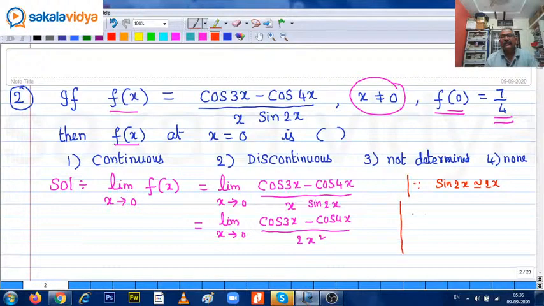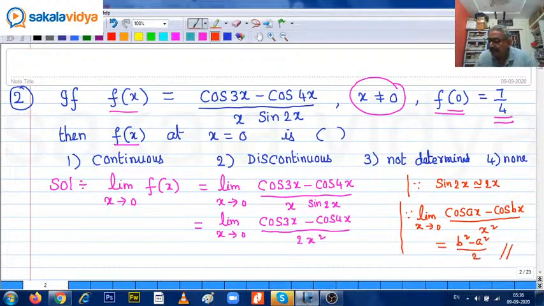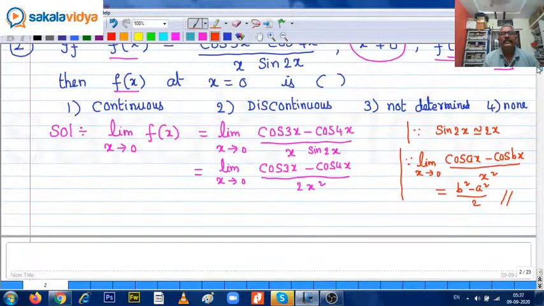Let me explain the shortcut formula. Limit x tends to 0 of cos ax minus cos bx upon x square is b square minus a square by 2. Please remember, all of you. I explained this shortcut even in limits also. You need to remember this shortcut. So using this shortcut, this problem can be done like this.